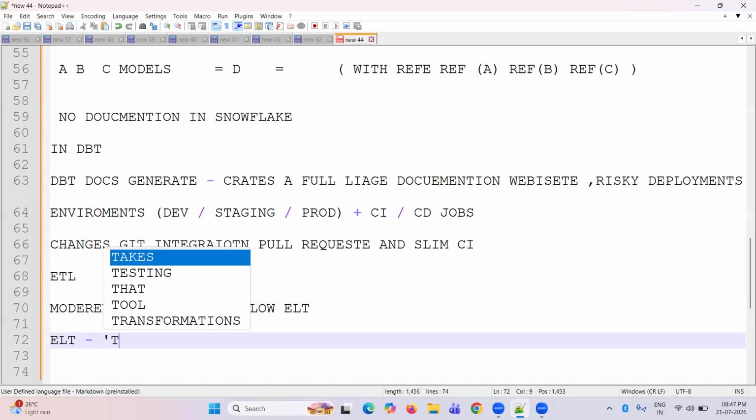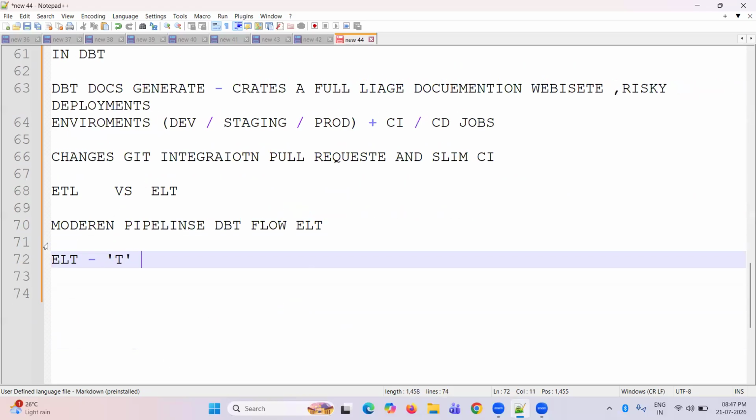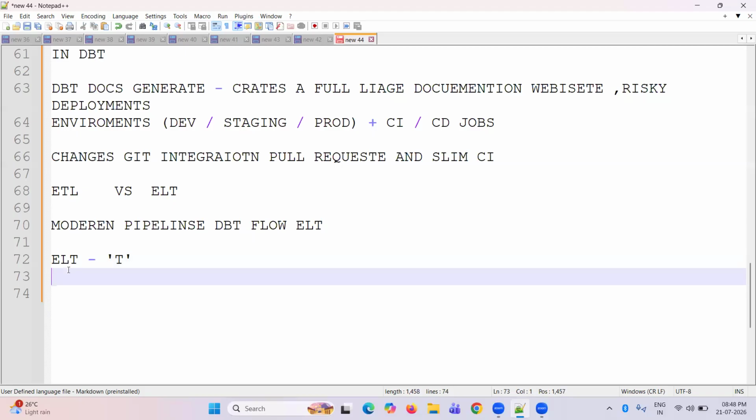So T is transformation. What about extract and load in DBT? Why is the name ELT? We could just say DBT's T, DBT is a transformation tool. Why are we using EL? EL means, here in DBT, we have seeds. Using seeds we can extract and load data into the Snowflake warehouse. Seeds work only with CSV files, not other files like JSON. So it extracts CSV files and loads them into Snowflake, and there we do the transformation. That's why they call it ELT.